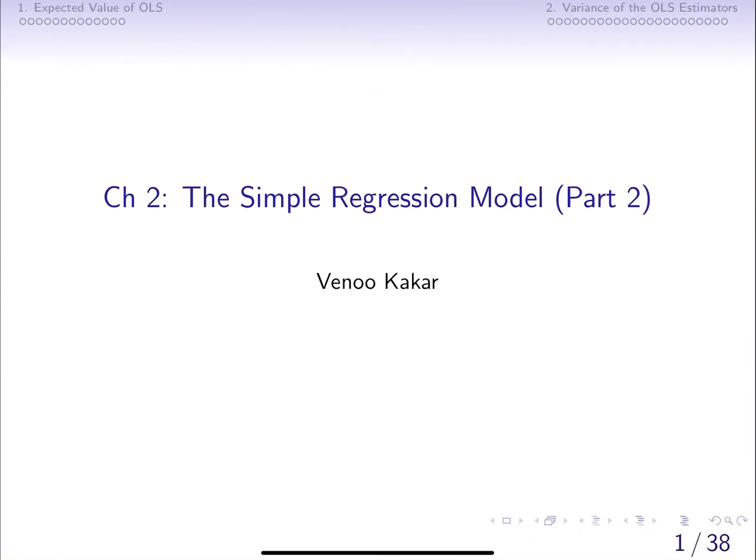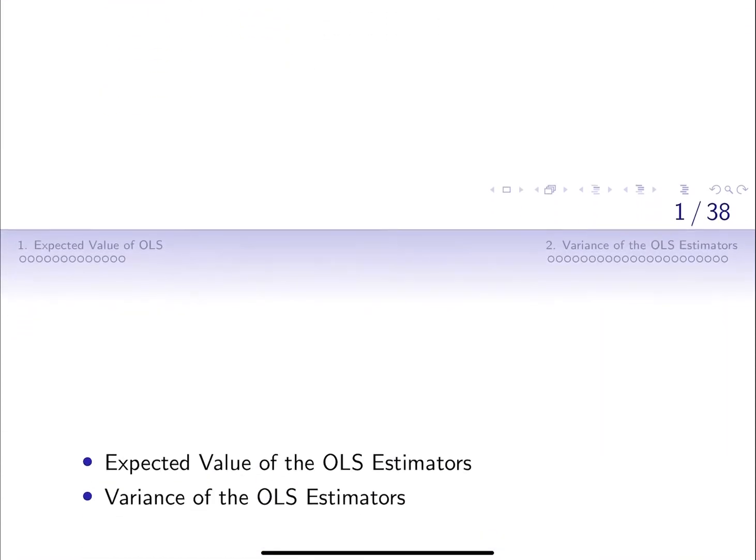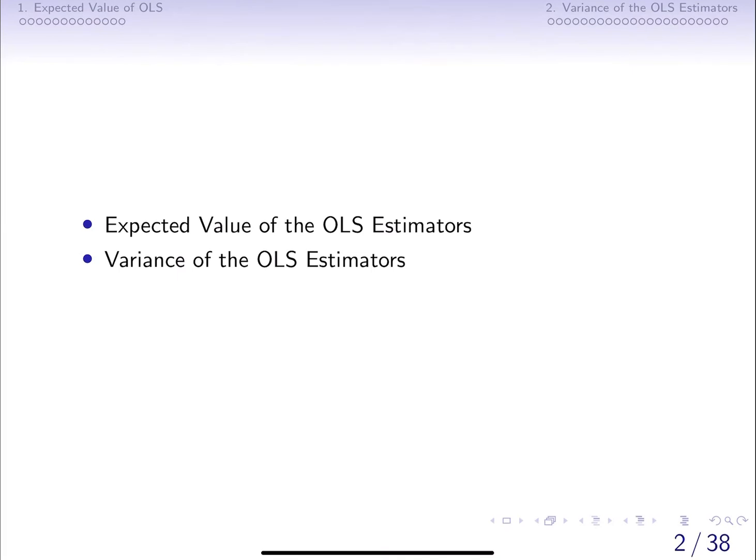In this chapter, we'll talk about two important things related to the simple linear regression model that we introduced in part 1. The first thing we'll talk about is the expected value of OLS estimators. So now that we've estimated beta naught and beta 1, we will talk about their expected values. And we will also talk about the variance of the OLS estimators, beta naught and beta 1.